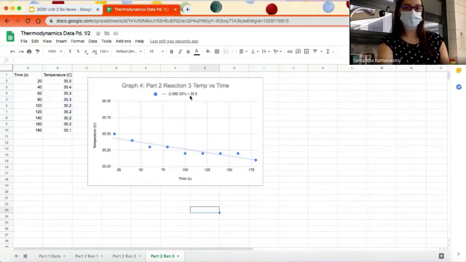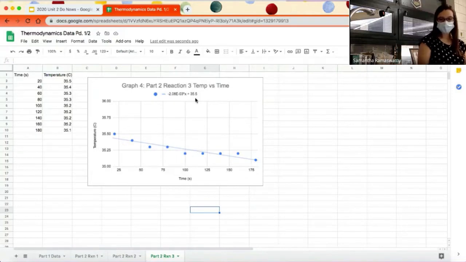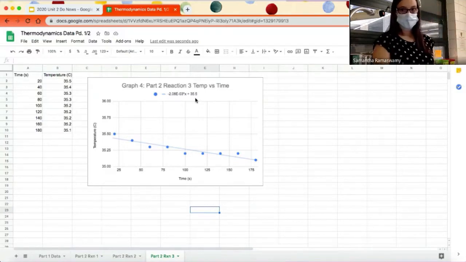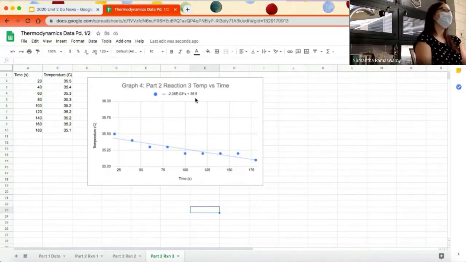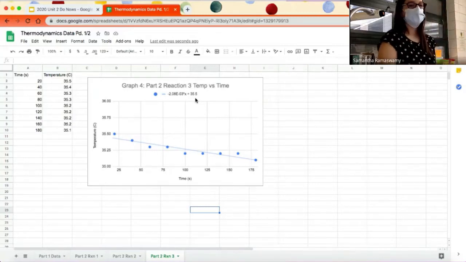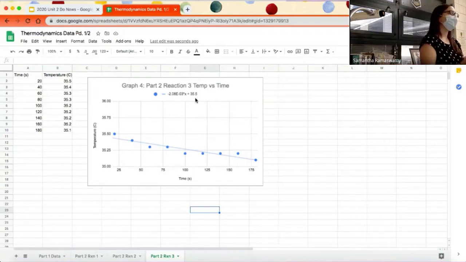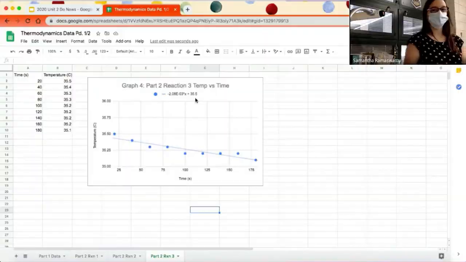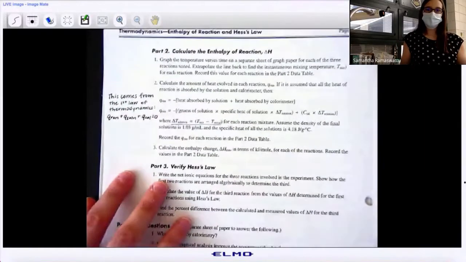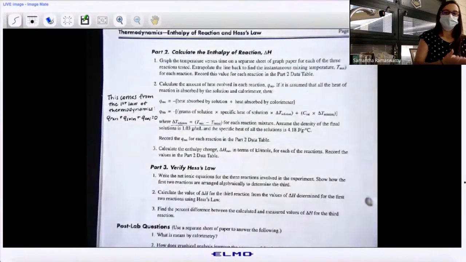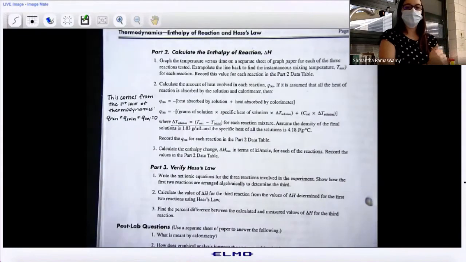Here's our y-intercept. So underneath data table 4, T-mix is 35.5 degrees Celsius. So now we have T-mix for every single reaction. That's important because that gets utilized in delta T. So if we take a look at our calculations, the first calculation of part 2 was graphing.